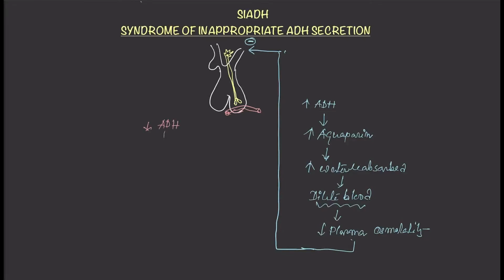Less ADH leads to fewer aquaporin channels available at the DCT and CD. So less water will be reabsorbed and more water will be passing through the urine. As more water passes through the urine, it leads to formation of diluted urine, and ultimately the plasma osmolality will be restored.